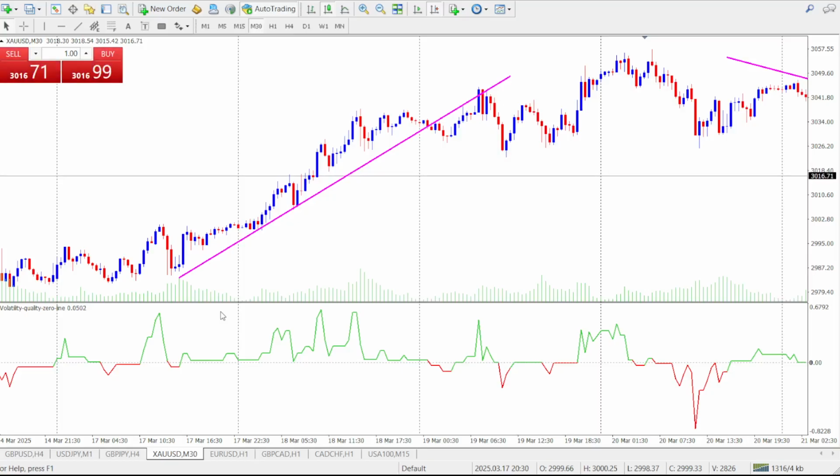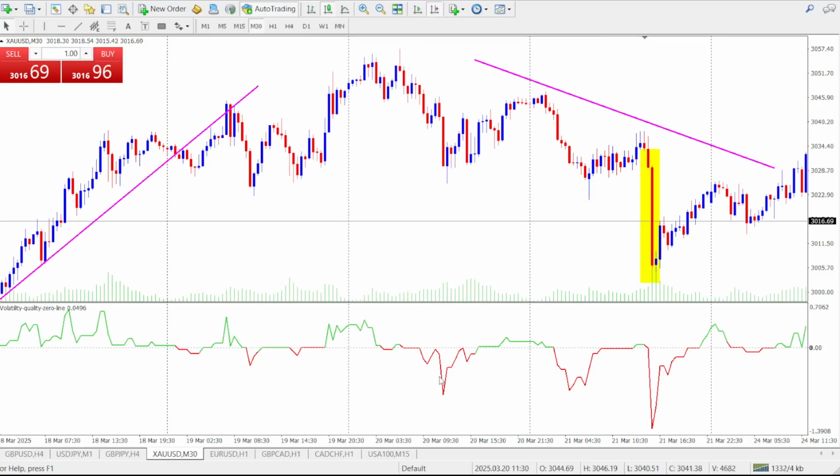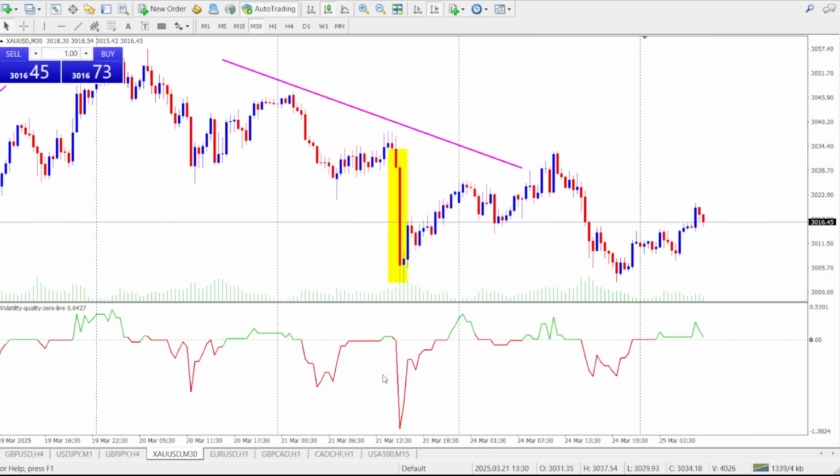On the other hand, when the line turns red, it signals a potential downtrend. So you want to be looking for sell opportunities in such a scenario. Additionally, traders can combine this indicator with other tools like moving averages, RSI, support and resistance levels for stronger trade confirmation. By monitoring the distance from the zero line, traders can also identify whether market conditions are highly volatile or calm.